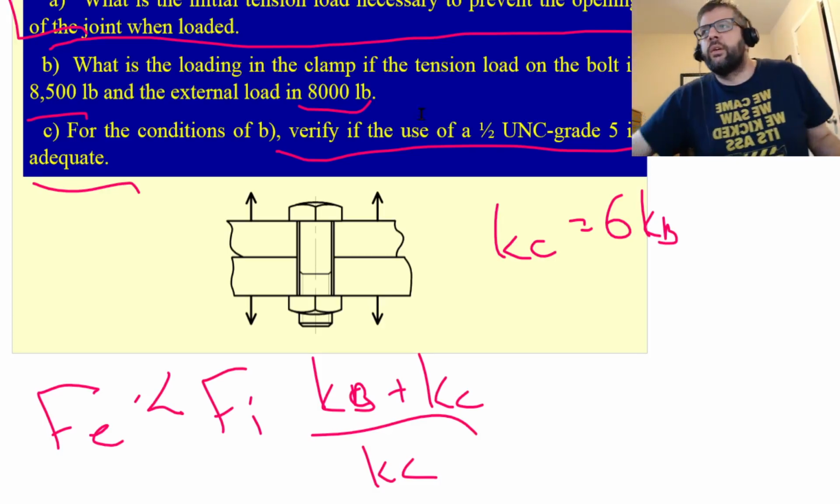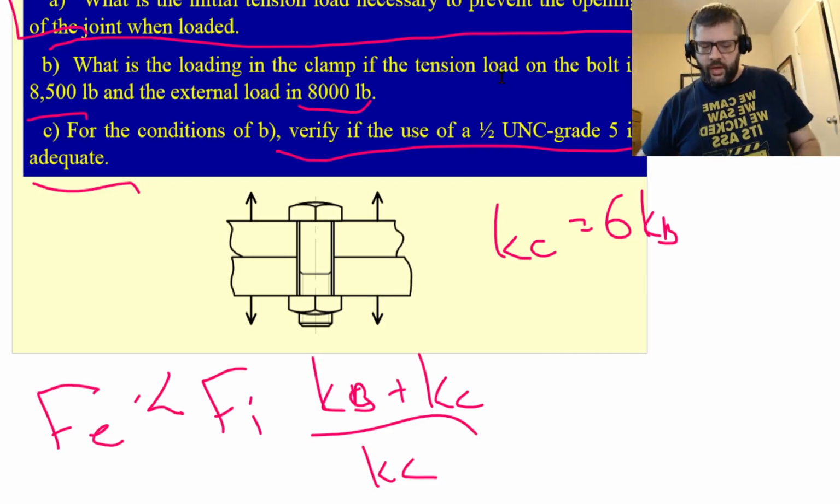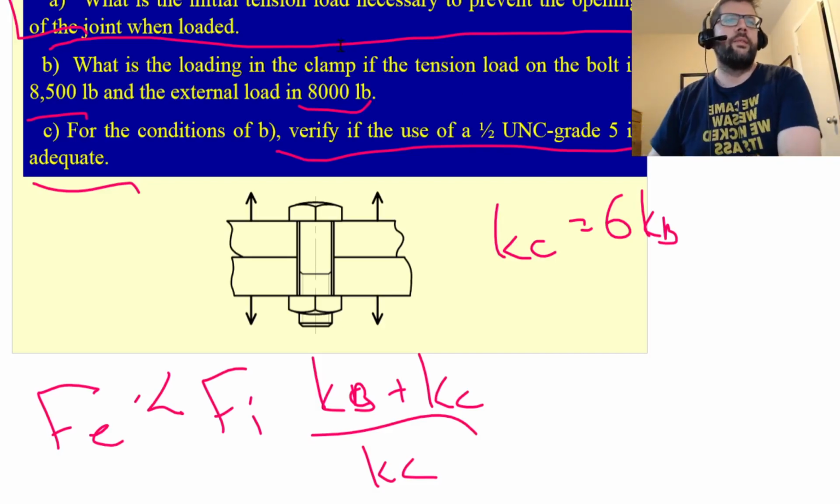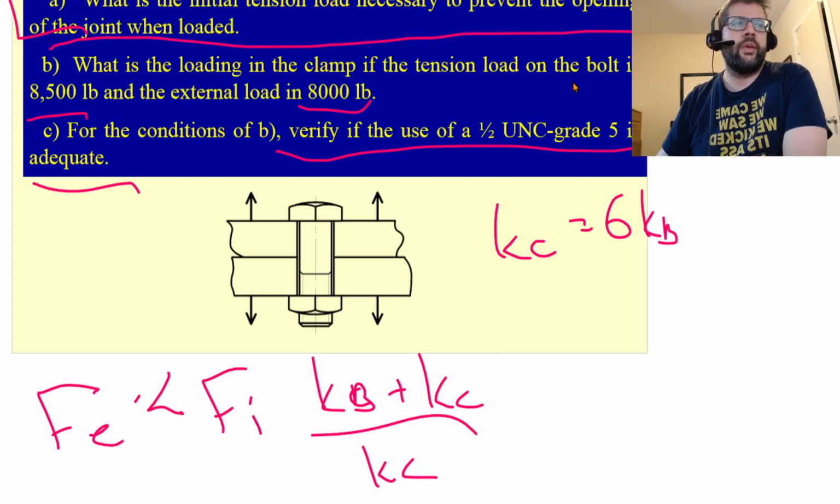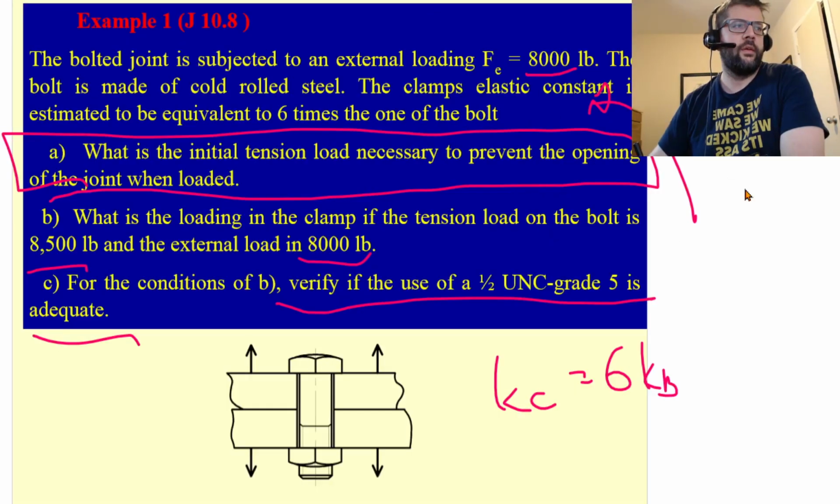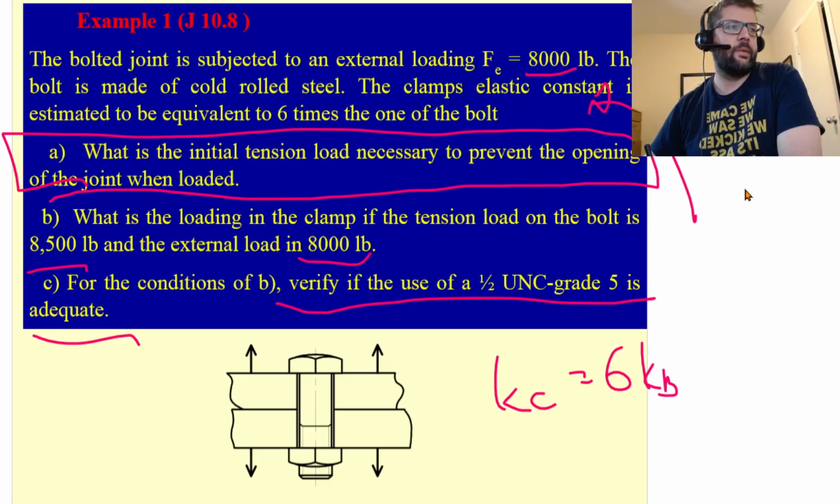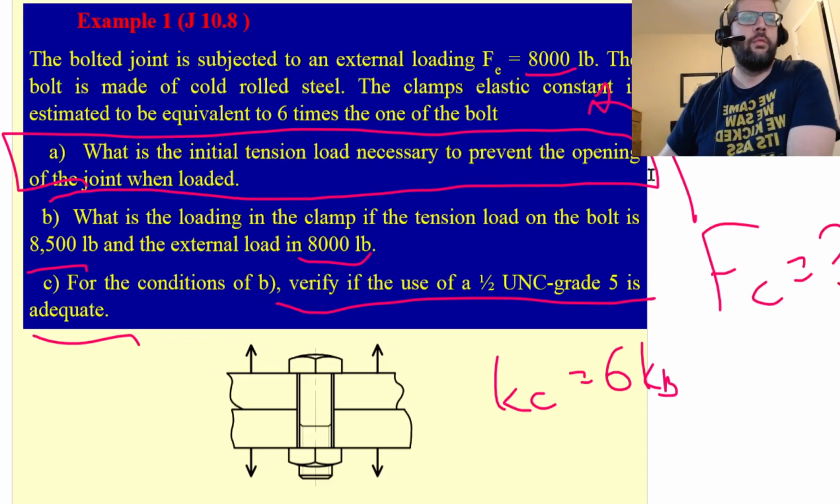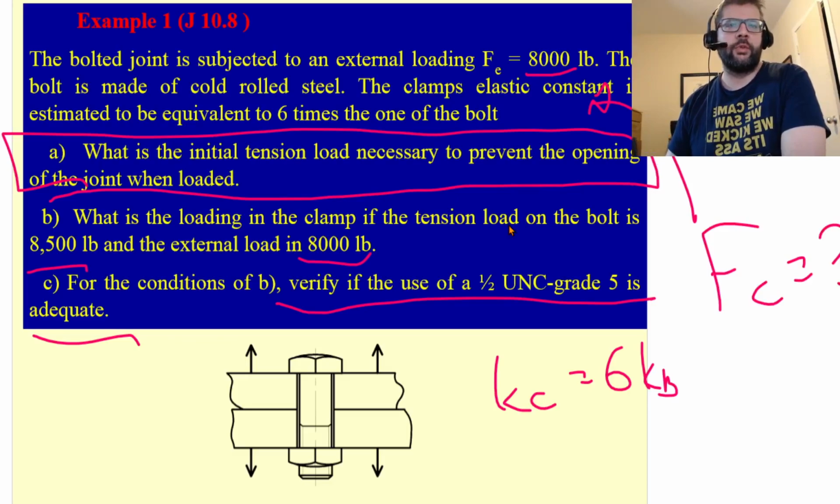Okay, so part B here. The loading in the clamp. So what we're asking for here is FC is equal to what, when the tensile load on the bolt is that, and the external load is 8,000 pounds.